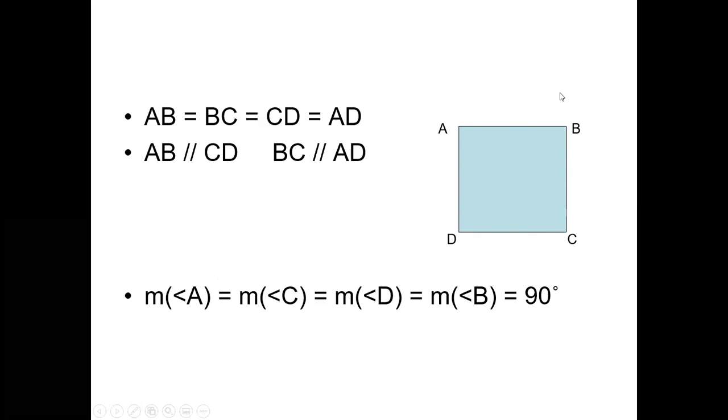And all its angles are equal in measure because it has 4 right angles. The measure of each of them is 90. Measure angle A equals measure angle B equals measure angle C equals measure angle D equals 90 degrees. All its angles are right angles.